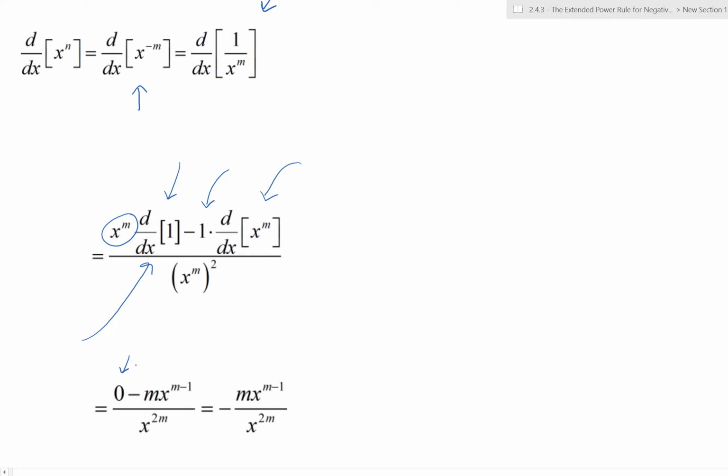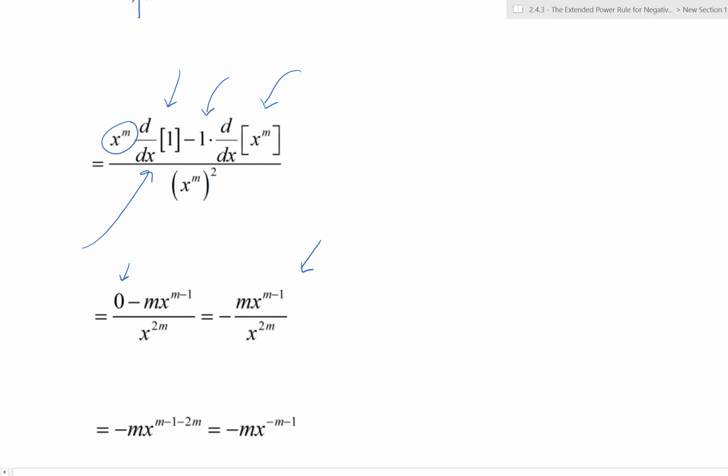And in the denominator, x to the m squared, properties of exponents tell us that's x to the 2m. And thus, this is the same as negative m times x to the m minus 1 divided by x to the 2m. If you simplify that, that's the same as the constant negative m times x to the m minus 1 minus 2m, again using properties of exponents, which is the same as negative m times x to the negative m minus 1, once we combine the m minus the 2m in the exponent.